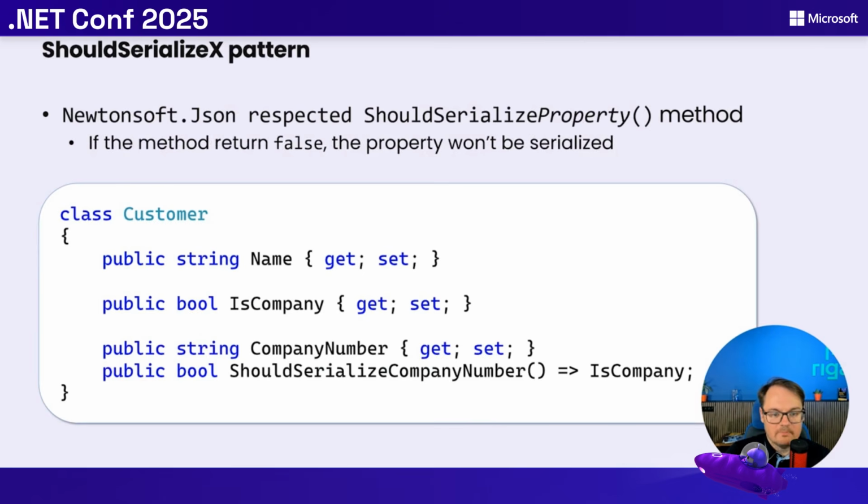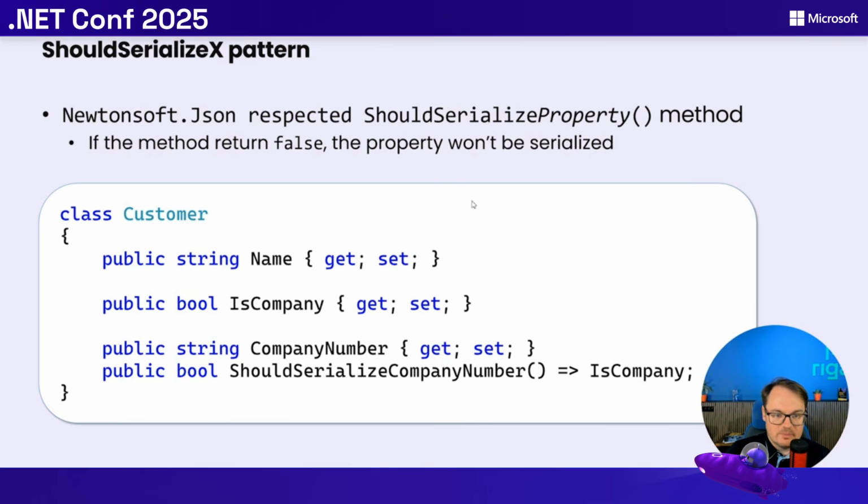Newtonsoft.Json had a little bit unknown feature called the ShouldSerialize pattern. If you want to conditionally include some property in the JSON based on some other condition, then you could declare a method called ShouldSerialize and the name of the property. And this method could return a Boolean value saying if this property should be included or not.